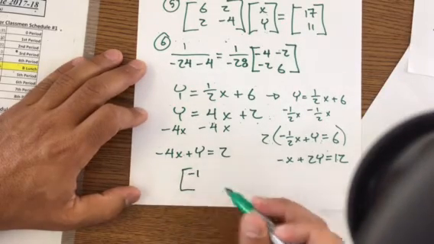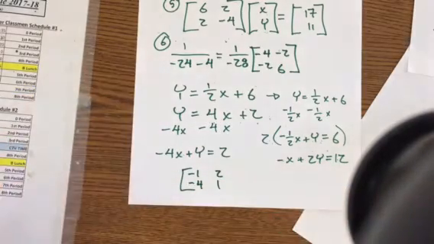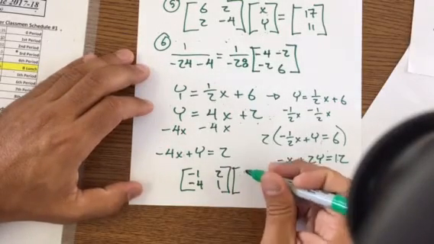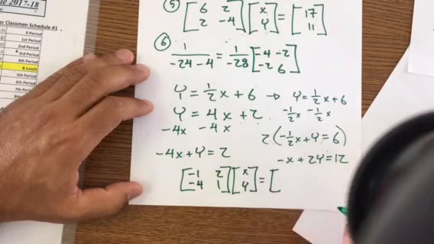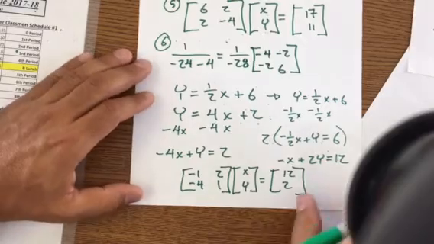Coefficients, negative 1, 2, negative 4, 1. Variables, equals, solutions. And that's how I would do that.